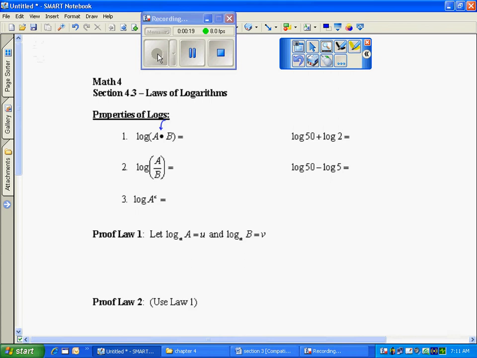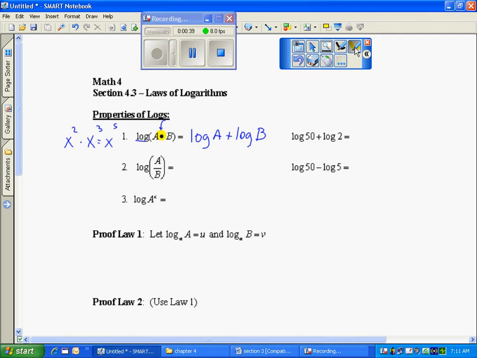So for example, if I have x to the second times x to the third, I know that gives me x to the fifth. So because a log is just an exponent, this is going to turn into log of a plus log of b. And it turns into addition because of this multiplication sign.